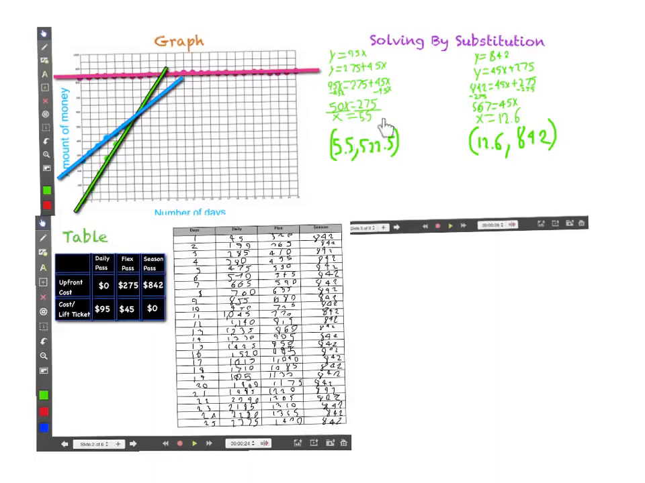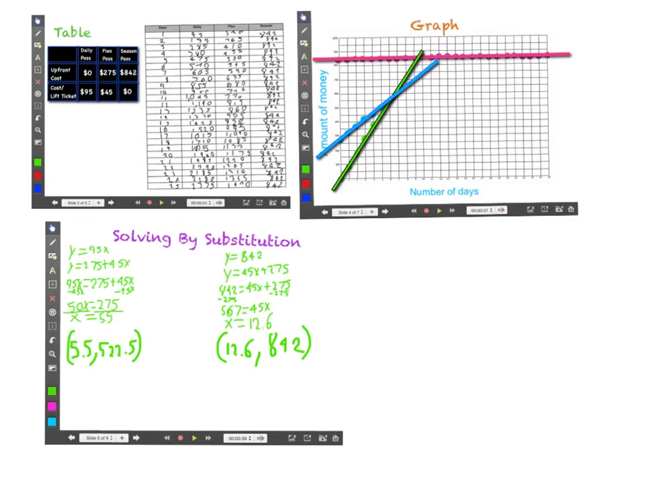My graph supports what my substitution shows because at 5 days, like here, flex becomes the better package than daily, and at 12 days, flex becomes worse than season, and season becomes better than flex. All three of these, the table, graph, and substitution, bring you to the same conclusion that at 5 days, the daily pass is the best. At 12 days, the flex is the best. And anything after 12, the season pass is the best.